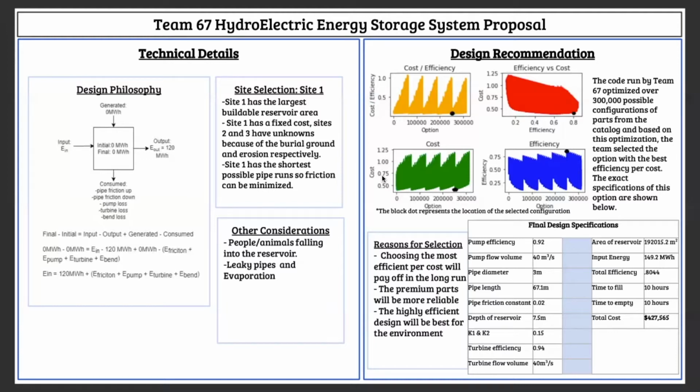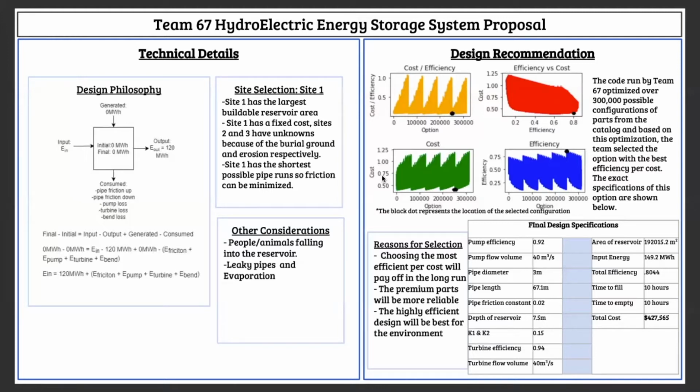The first of these was the possibility of large animals or humans falling into the reservoir. However, this possibility seemed unlikely. The reservoir would be at least 15 feet tall, therefore an animal or human would have to climb up the wall in order to fall into the reservoir, an event that seems unlikely. Our engineering team therefore decided to ignore this possibility.